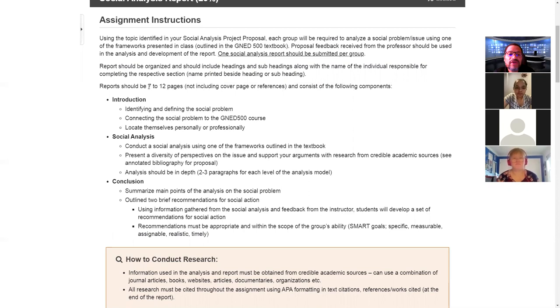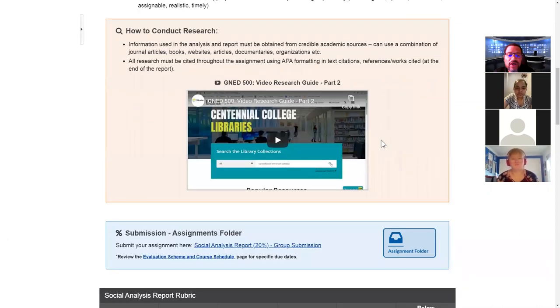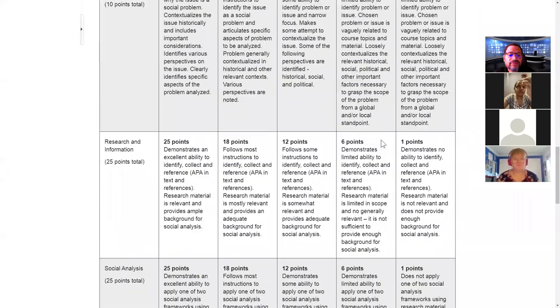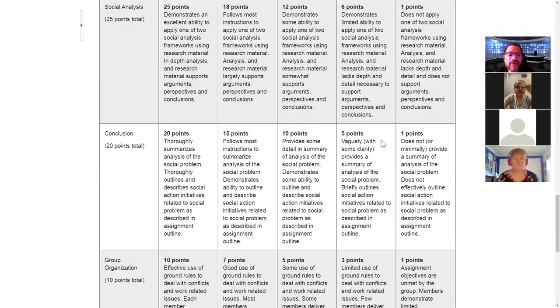If you think about it, 7 pages with a group of 5 people is not hard to do. That's a page per person. And you should be able to write that across 5 weeks of work. Okay. So this is again the marking scheme for that final project.